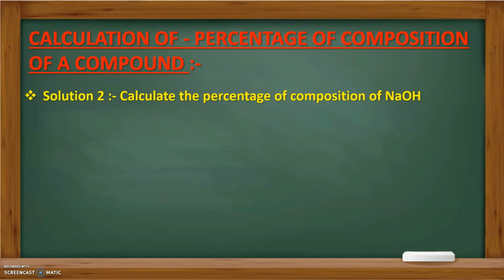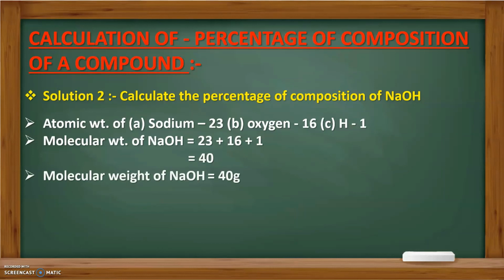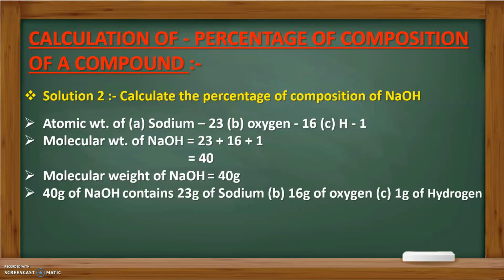Calculate the percentage of composition of sodium hydroxide. The atomic weight of sodium is 23, atomic weight of oxygen is 16, and the atomic weight of hydrogen is 1. So the molecular weight of sodium hydroxide is 23 plus 16 plus 1, which is equal to 40. Let us take it as grams. So the molecular weight of sodium hydroxide is 40 grams. So 40 grams of sodium hydroxide contains 23 grams of sodium, 16 grams of oxygen, and 1 gram of hydrogen.